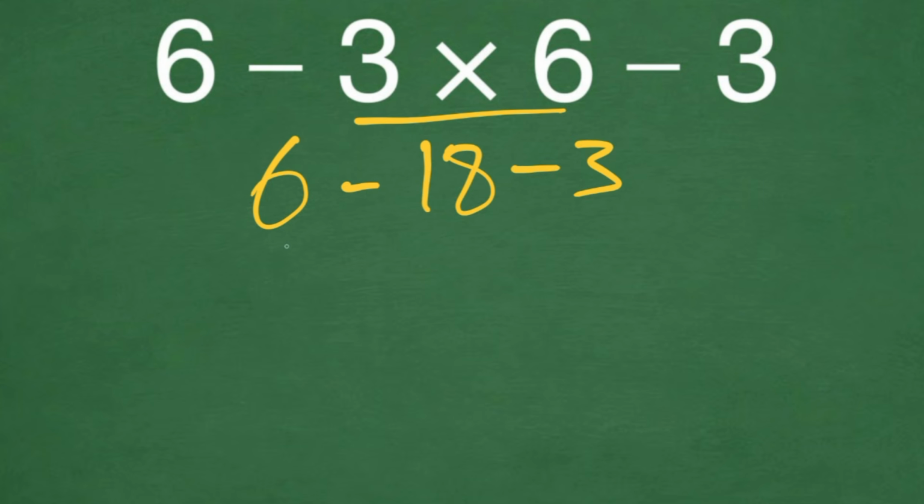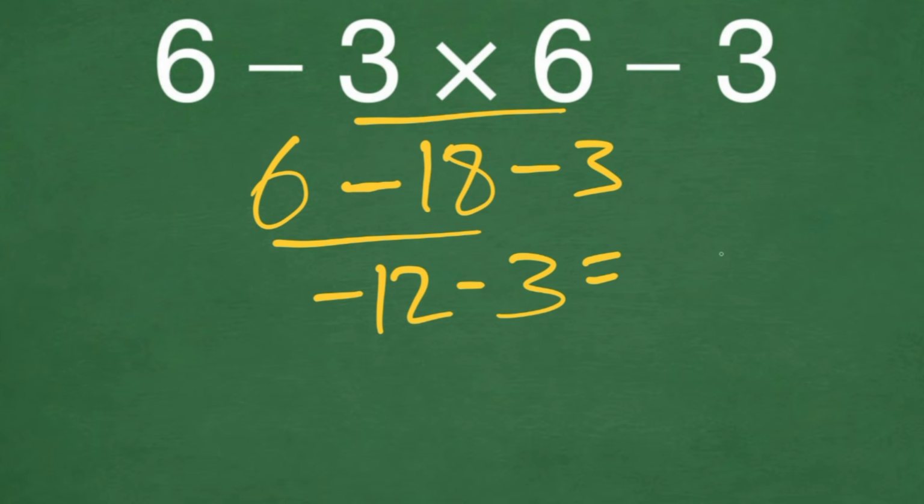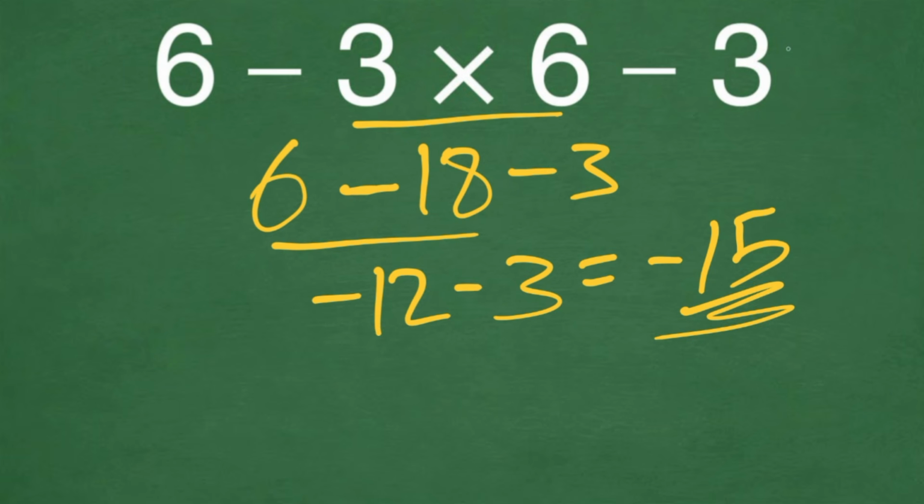So now we have to do left to right. We have subtraction. Since it's all subtraction, we can do left to right. So 6 minus 18 is negative 12, and negative 12 minus 3 is going to be negative 15, and the final answer to this question is negative 15.